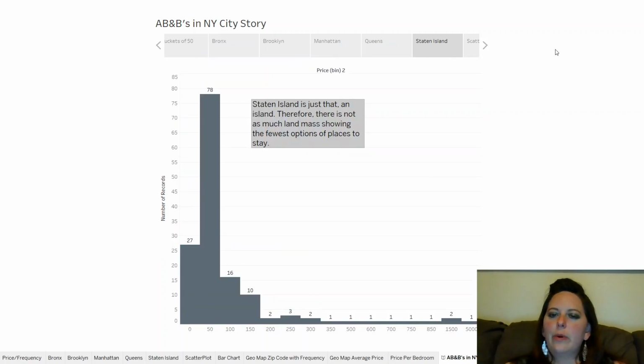The last neighborhood that we will look at, but not the least, is Staten Island. Staten Island is just that, an island, so our conference will probably be on the mainland. It'll be harder to access if we were to go to Staten Island and stay. Just looking at the Airbnb information, the max price that we could pay would be $5,000, and the most at 78 is the least amount of Airbnbs located on this neighborhood versus any of the other neighborhoods.